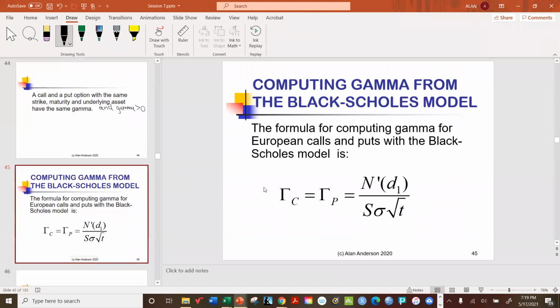But this is the formula that I've been using. So this is how it's derived from the Black-Scholes formula. And by the way, if you're wondering about this n prime of D1, you might recall that n of D1 would mean this.